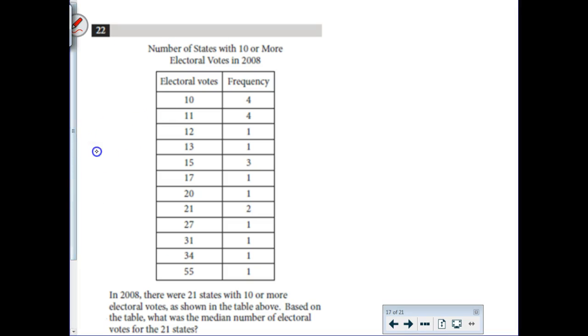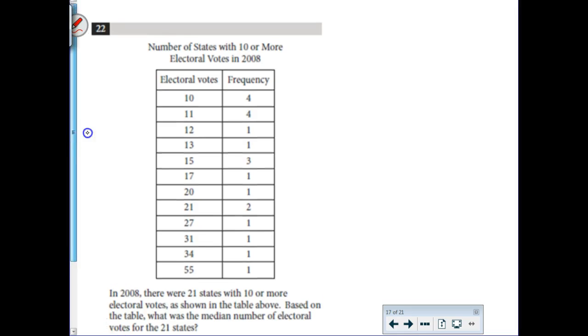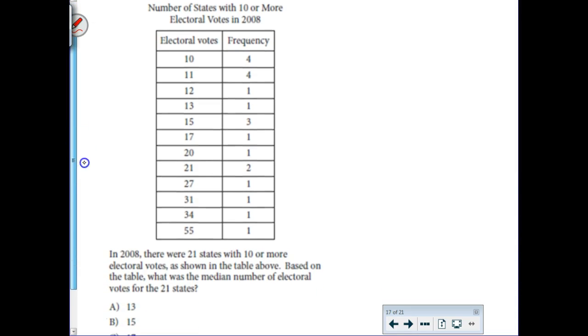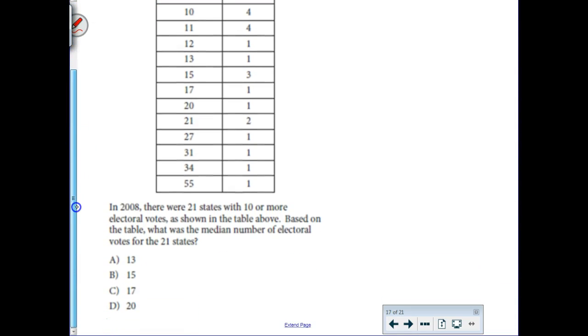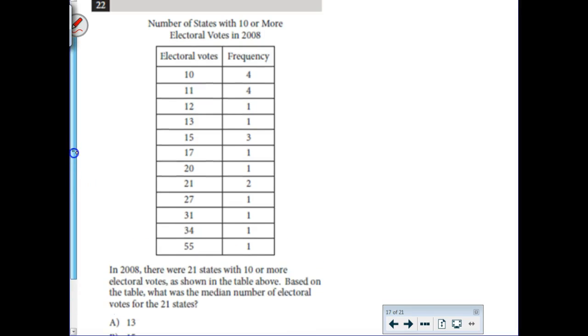Oh boy. Oh, it's a voting question. I'm not excited about this. Okay, so in 2008, there were 21 states with 10 or more electoral votes, as shown in the table above, because we love tables. Based on the table, what was the median number of electoral votes for the 21 states?